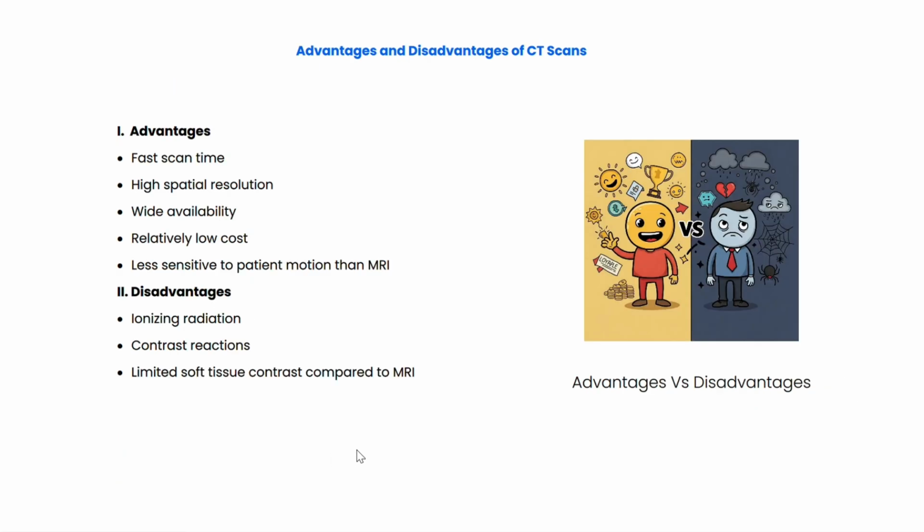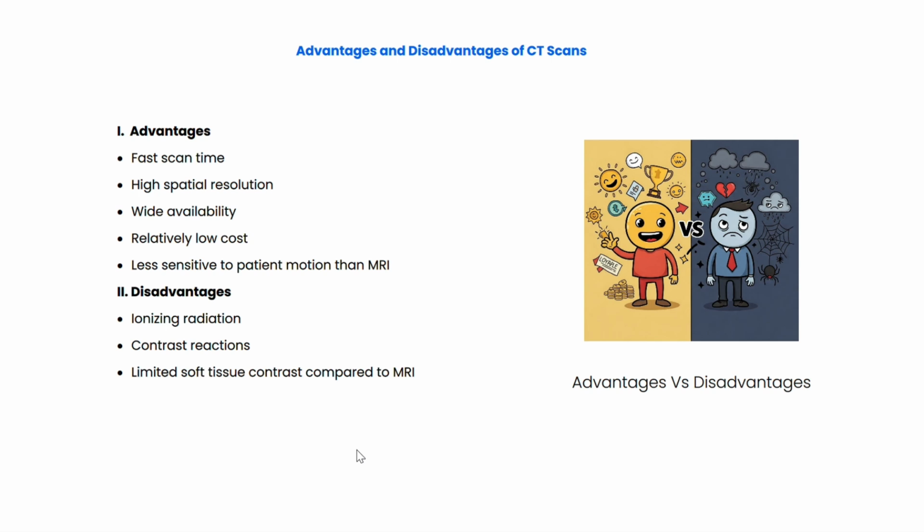Like all medical tests, CT scans have advantages and disadvantages. Advantages include fast scan times, high spatial resolution, meaning detailed images, wide availability, and a relatively low cost compared to other advanced imaging. Also, CT scans are less sensitive to patient motion than MRI.